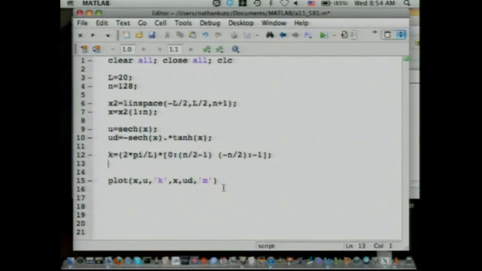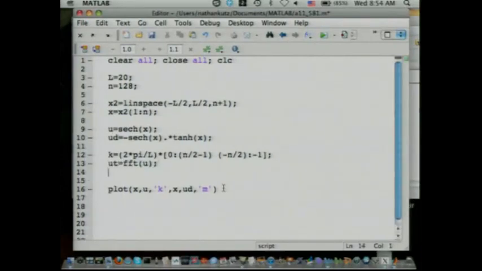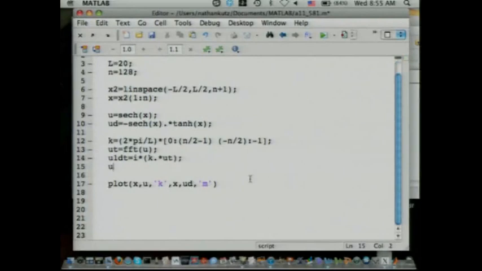That's right. Now, once you have this, you can say, okay, I want to find a derivative. No problem. First of all, you take the Fourier transform of the function. Second of all, if I want the first derivative, call it u1 dt, the first derivative transform is equal to i times k dot times ut. It's a vector multiplication, so put the dot in there. It's not an inner product. And if you want the first derivative, then you just have to say IFFT.